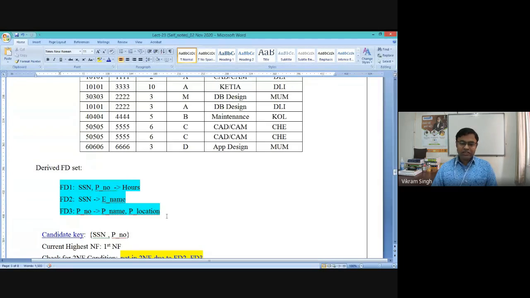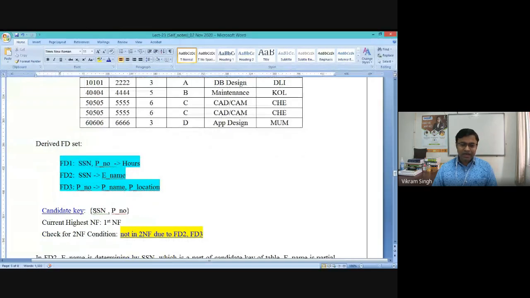Now based on these FDs, which is the first task we have completed, what is the second task? The second task is to find the candidate key. What is the candidate key of these 3 FDs? Based on these 3 FDs of this database table, what candidate key is possible? You can see SSN and project number is the only possible and best optimal candidate key. So we have derived the candidate key now.